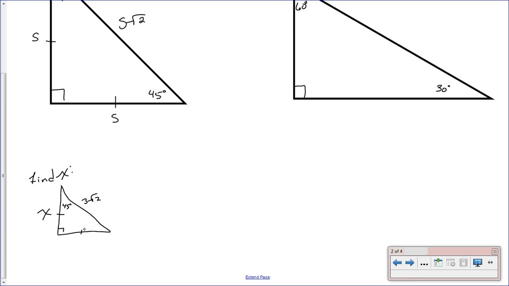Well, I know that this is S, S, and S times the square root of 2 in the ratio. Since the hypotenuse is 3 times the square root of 2, all I have to do is divide it by the square root of 2 to get my S. Well, 3 times the square root of 2 divided by the square root of 2 is 3. So x is 3. Now, you notice all I did was drop off the square root of 2. If your hypotenuse has the square root of 2 in its length, just take off that square root of 2, and that's the length of your side.